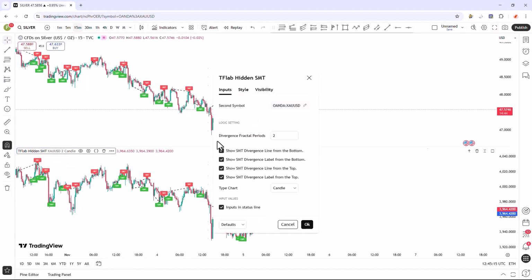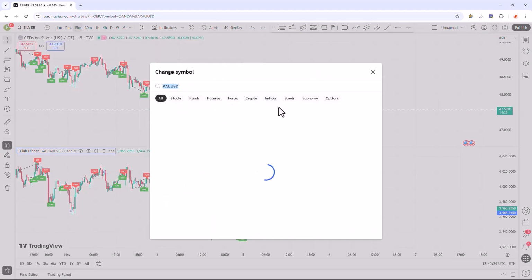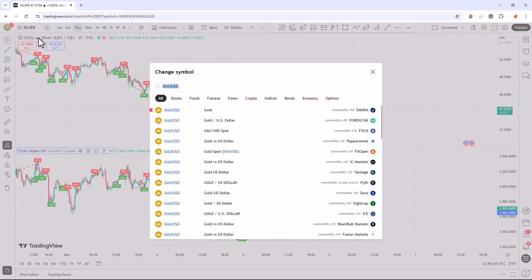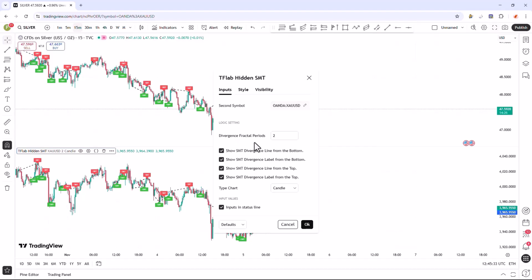In the settings section under inputs, there are options available for us. In the first input, we can set the second trading symbol to check the hidden SMT divergence with our main symbol, which by default is set to gold. In the next section, we can specify the fractal divergence here, which indicates the number of candles that are checked for identifying divergences. By default, it is set to 2. The higher we set this value, the longer-term hidden SMT divergences will be detected, and the lower we set it, the shorter-term hidden SMT divergences will be displayed.